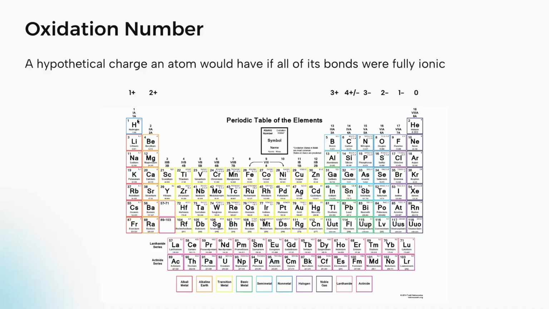So in group 1, we have 1 plus. Group 2, 2 plus. Group 13, 3 plus. 14, 4 plus or minus. 15, 3 minus. 16, 2 minus. 17, 1 minus. And 18, 0. These numbers represent the charge. And this will be further applied in a later unit when we actually talk about ionic bonds.